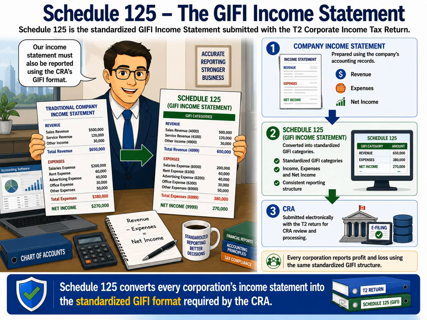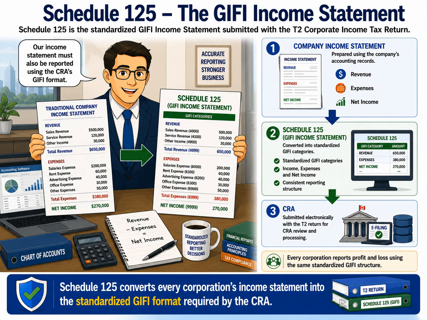Schedule 125 is the GIFI income statement that accompanies the T2 corporate income tax return, while Schedule 100 reports the corporation's financial position at the end of the year. Schedule 125 reports its financial performance during the year by summarizing revenue, expenses, and the resulting net income or loss.